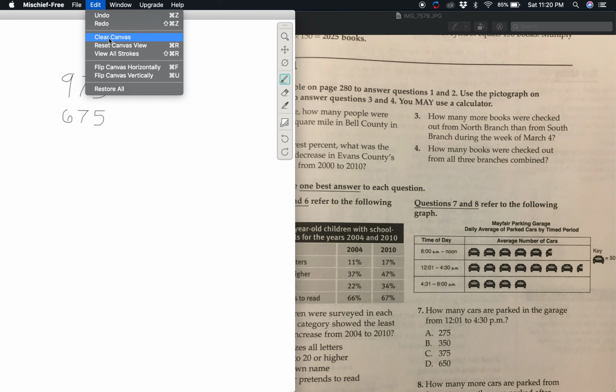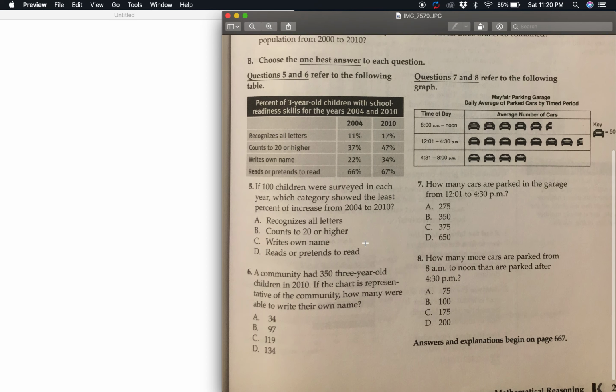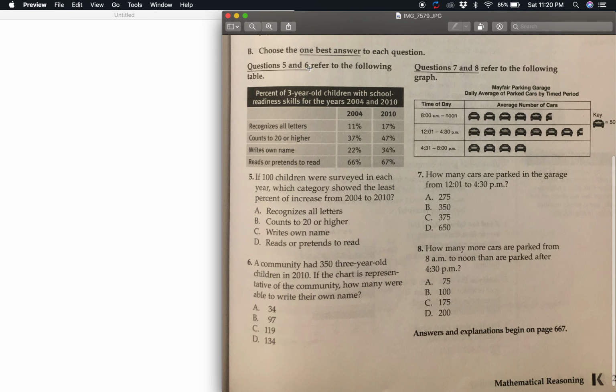Let me clear this canvas here. Perfecto. Okay, now number 5. Here we go. So questions 5 and 6 refer to the following table. If 100 children were surveyed in each year, which category showed the least percent of increase from 2004 to 2010?